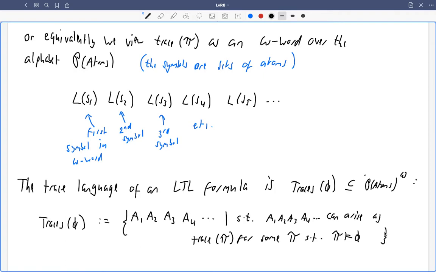So in other words, it's the set of all possible traces, that is, infinite words whose symbols are sets of atoms, of traces that can be the traces of paths that satisfy phi. Okay.